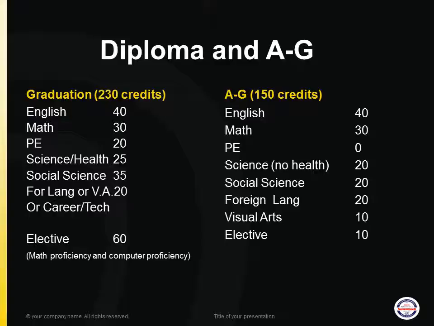The other big difference is in testing. As you know, with A through G, or if you're applying for university, you need to take the SAT or ACT test as part of your application process, along with your A through G subject requirements. However, for graduation, you do not need to take the SAT or ACT. Rather, you just need to once again meet the math proficiency, passing Math 1B or Math 1, as well as meeting the computer proficiency, which is passing a class that meets that requirement or passing the computer proficiency test.